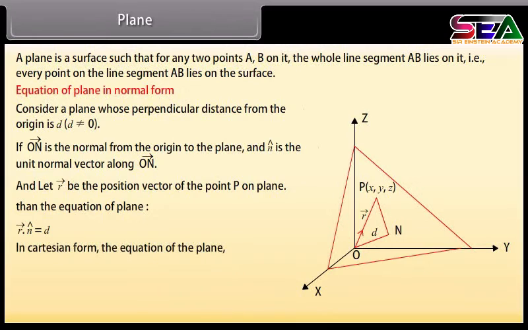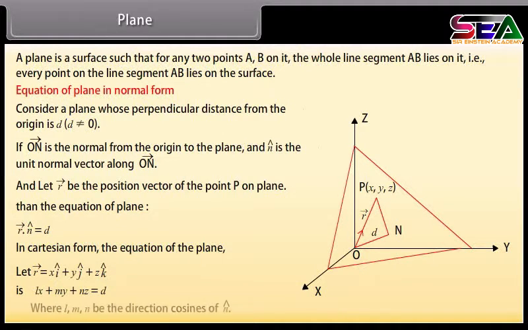In Cartesian form, the equation of the plane: let vector r equals x i cap plus y j cap plus z k cap, then the equation is lx plus my plus nz equals d, where l, m, n are the direction cosines of n cap.